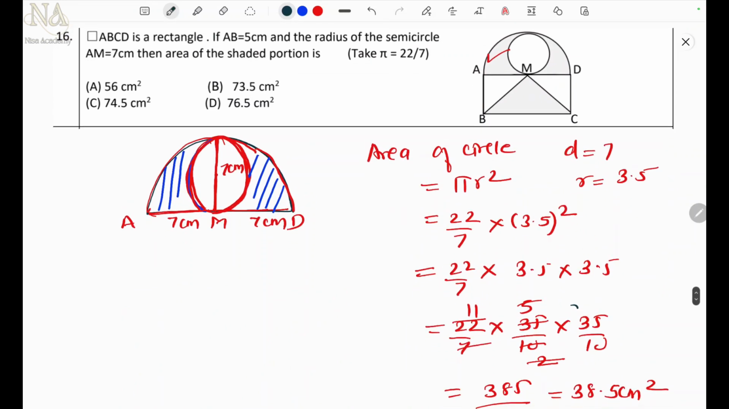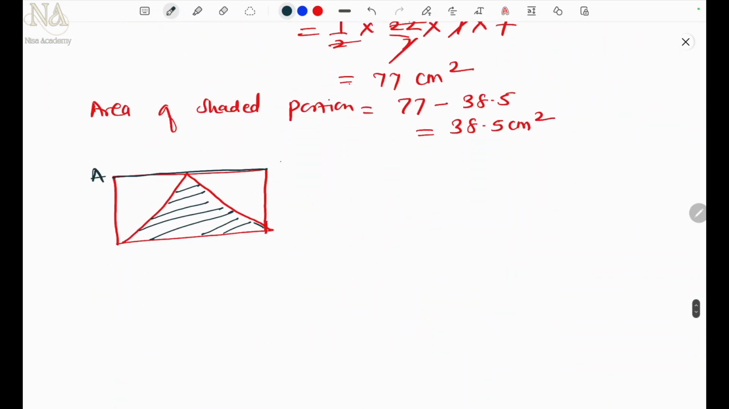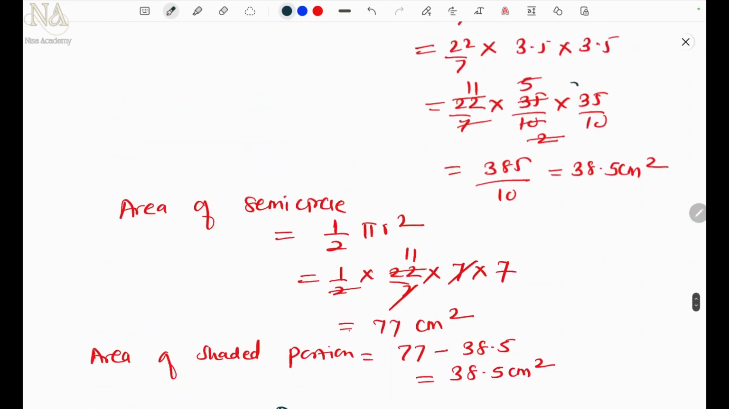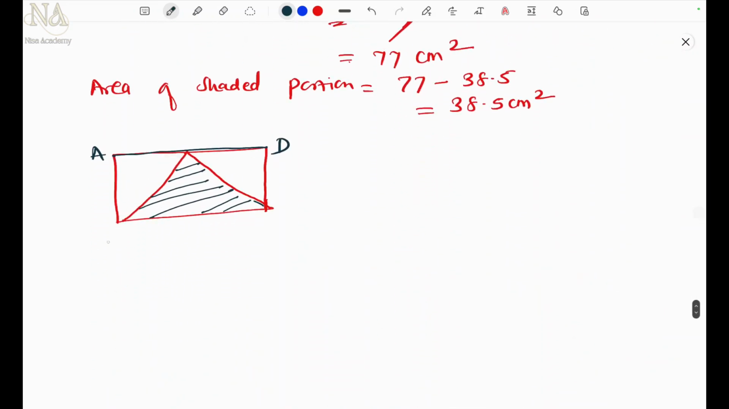AM is 7, MD is 7, so this total AD is how much? 7 plus 7, 14, right? So I will just write here AD, and next AD and BC, ABCD, right? So this AD we know it's 14. So obviously BC will be 14, opposite sides of a rectangle, right?